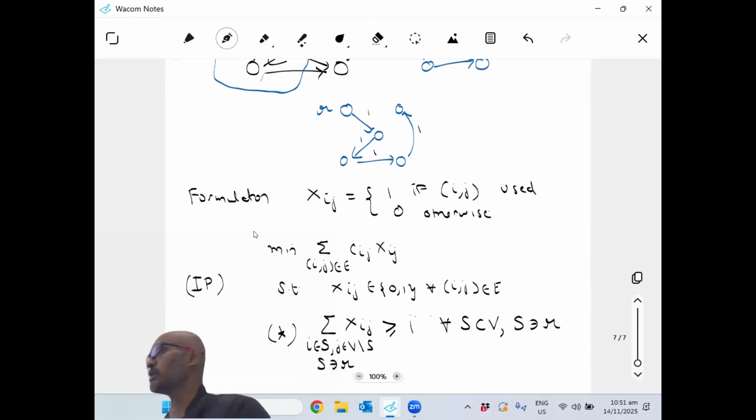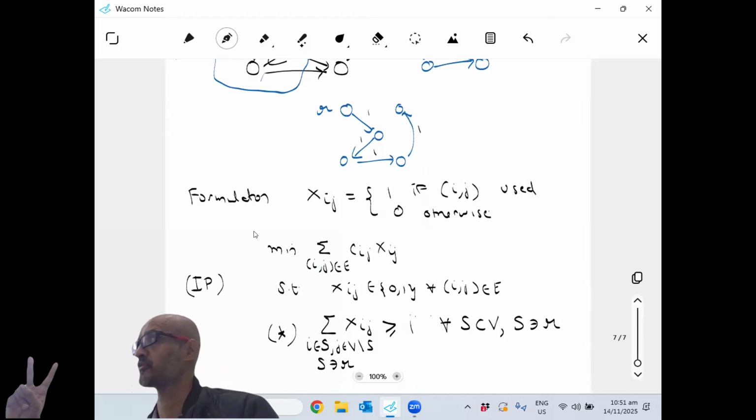Now, what are the problems in this formulation? There are two problems. One is it's an integer program. Integer programs are going to be harder to solve than LPs in general. Okay, that's one issue.